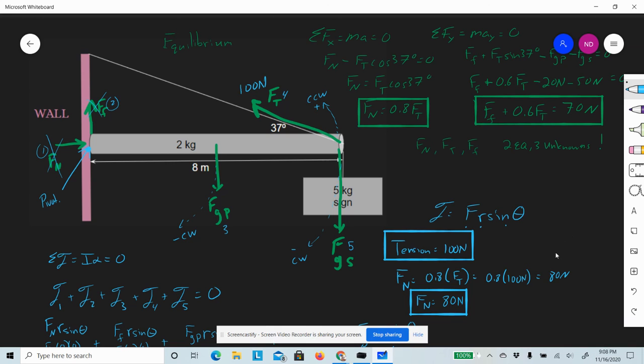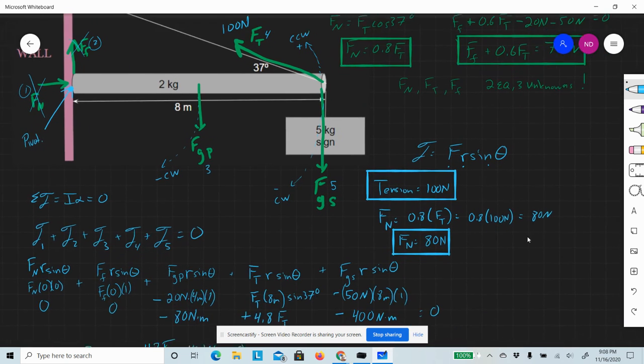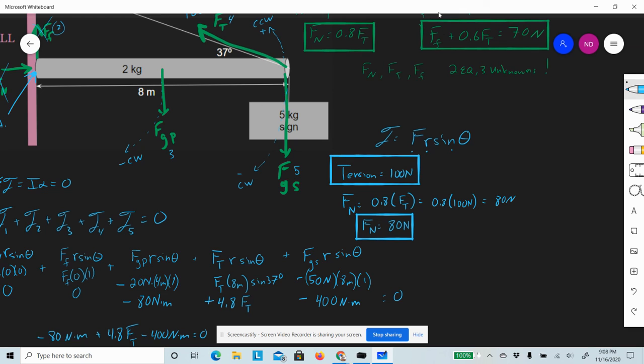The next thing they wanted you to solve for was the force of friction, right? Well, force of friction isn't from the y direction. So the force of friction plus 0.6 the force of tension was equal to 70 newtons. Force of friction, this is 100. 0.6 times 100 newtons equals 60 newtons. So the force of friction plus 60 newtons equals 70 newtons. What plus 60 gives you 70? The force of friction equals 10 newtons.